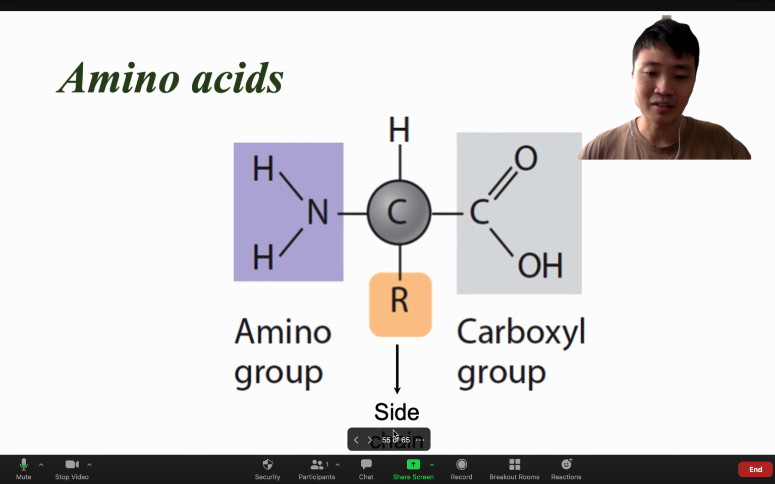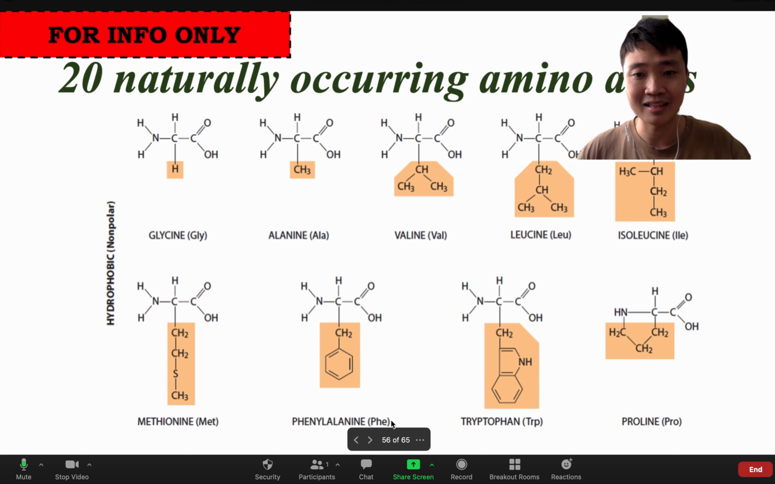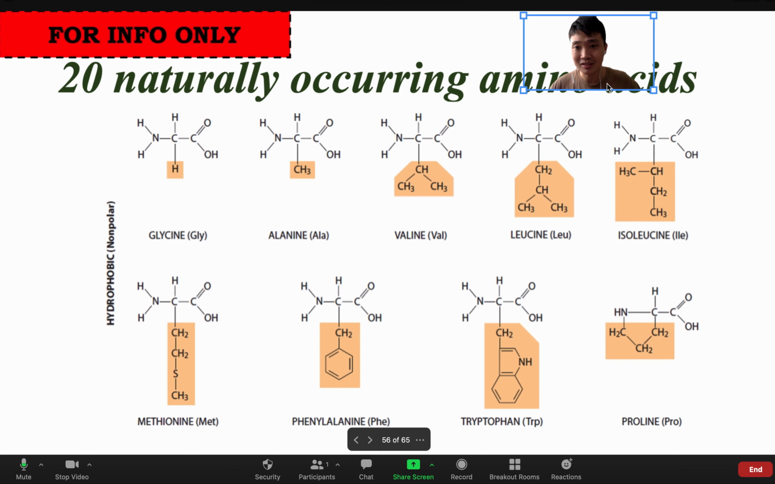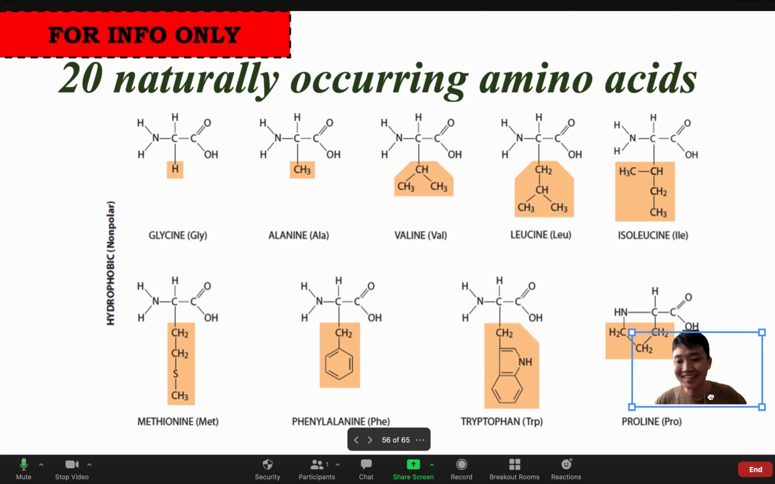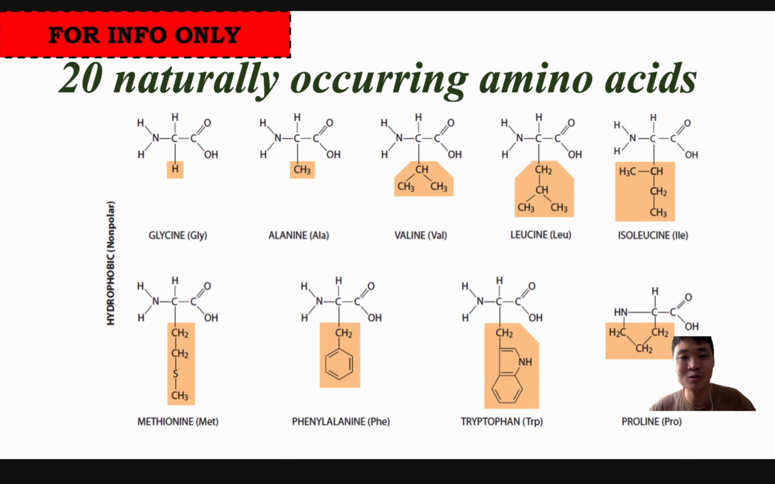So the thing is that I'll take you on to the next slide and then you'll see. I'm going to shrink myself a bit first. So in the real world, there are 20 naturally occurring amino acids, just like letters of the alphabet. In the real world, you can find 20 different kinds.